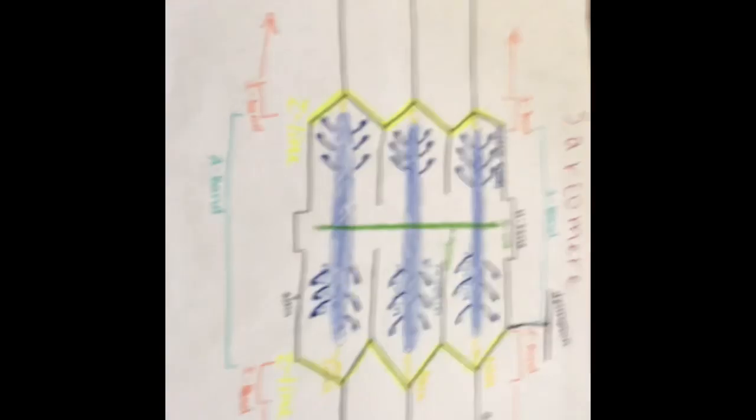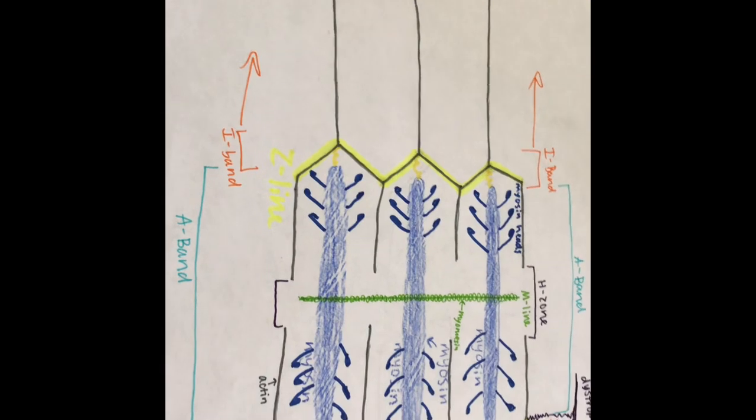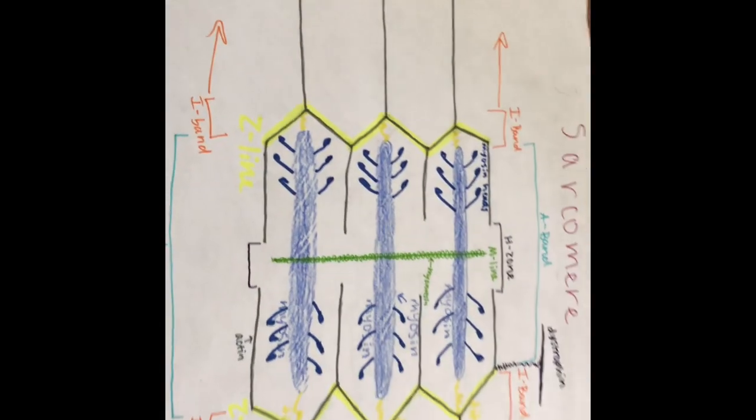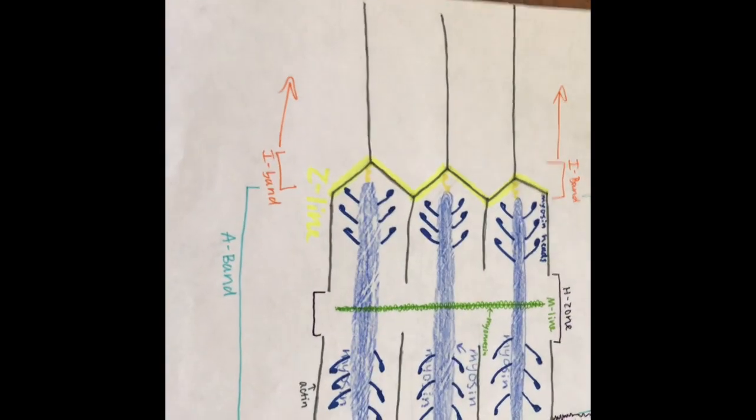This is a sarcomere, which is a segment of a myofibril that makes up striated muscle fibers. And the thick blue line here is a thick filament in the sarcomere, and the gray line is the actin, which is the thin filament in the sarcomere.